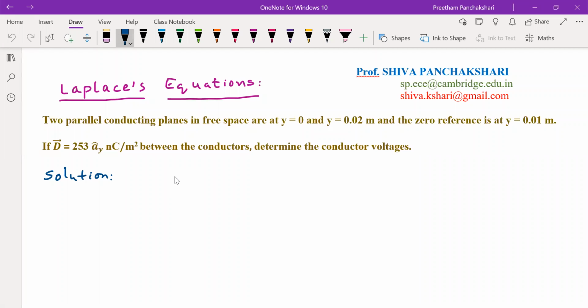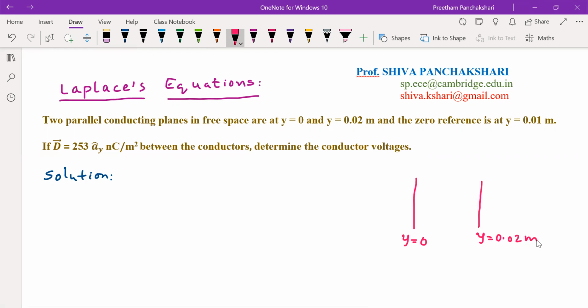The problem says that there are two parallel conducting planes. Two planes, both are parallel conducting planes in free space, and they are located at y equal to 0. So the first plane is located at 0. The second one at y equal to 0.02 meters.